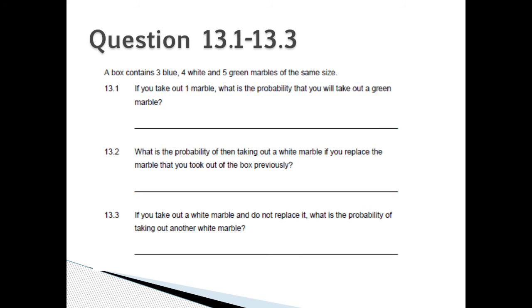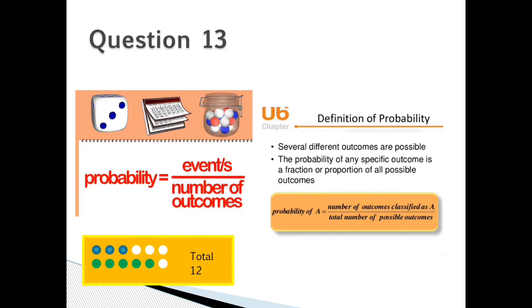A box contains 3 blue, 4 white, and 5 green marbles of the same size. 13.1. If you take out one marble, what is the probability that you'll take out a green marble? 13.2. What is the probability of taking out a white marble if you replace the marble that you took out of the box previously? And 13.3. If you take out a white marble and do not replace it, what is the probability of taking out another white marble?